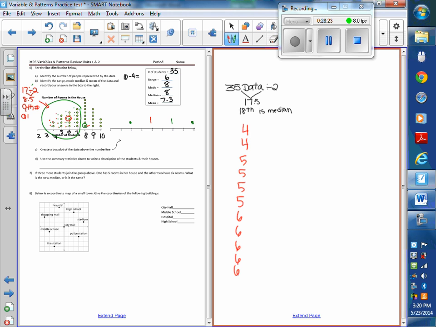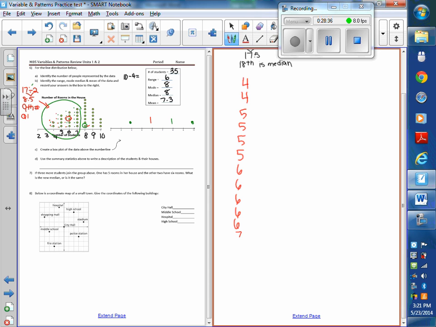I'm going to keep going. There's 1, 2, 3, 4, 5, 6, 7s. Okay? 7, 7, 7, 7, 7, 7. It's not very practical, but it's doable. There are my 17 numbers. 1, 2, 3, 4, 5, 6, 7, 8, 9, 10, 11, 12, 13, 14, 15, 16, 17 numbers.